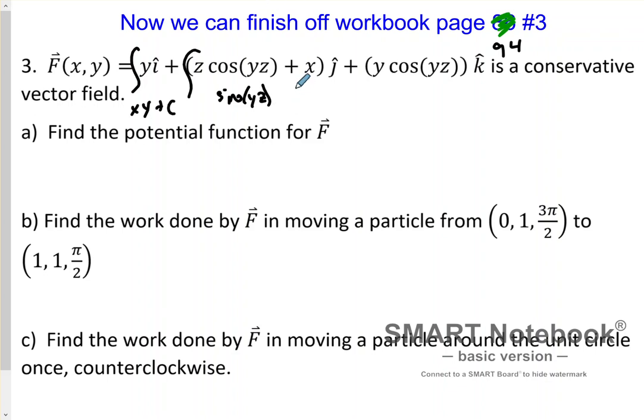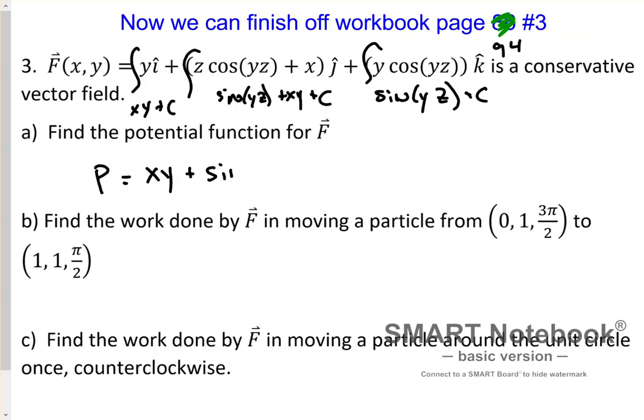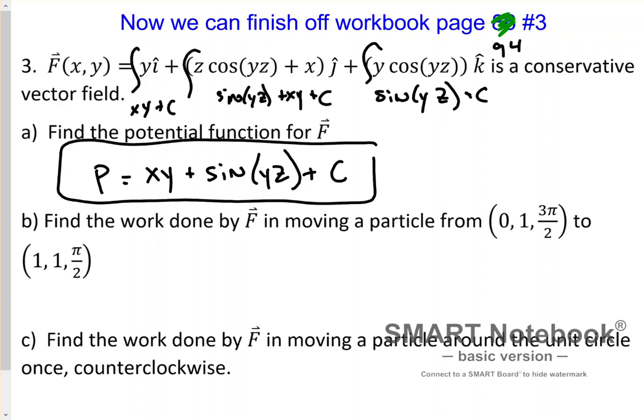Okay, and then we're integrating x with respect to y as well, so we get that xy term again. And then if we integrate this with respect to z, we get sine of yz. So we can see our overlap pieces. So our potential function is xy plus sine of yz. You might or might not have done that last class, but that's our potential function.